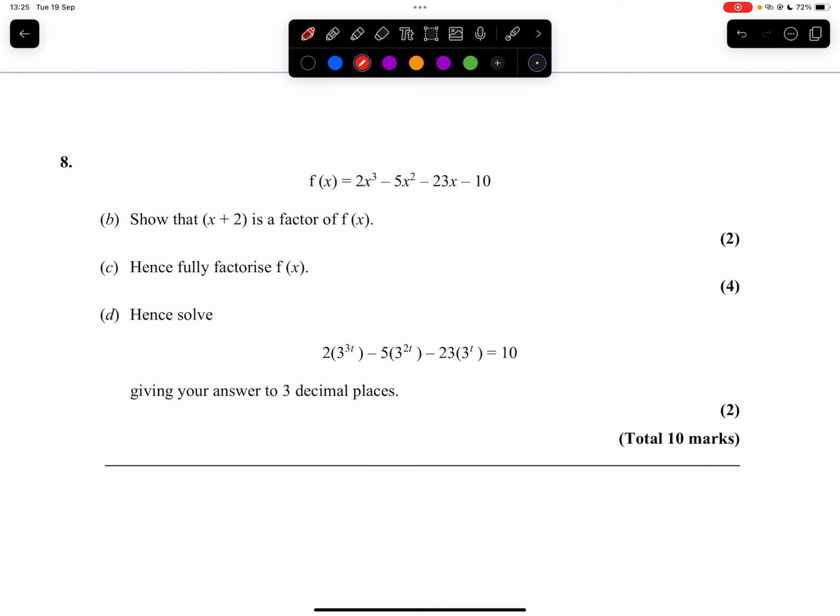Okay, so if it says show that x plus 2 is a factor, we're talking factor theorem. The factor theorem is that if x minus a is a factor, then f of a should equal 0. So for this one, I'm going to put minus 2 into my function.